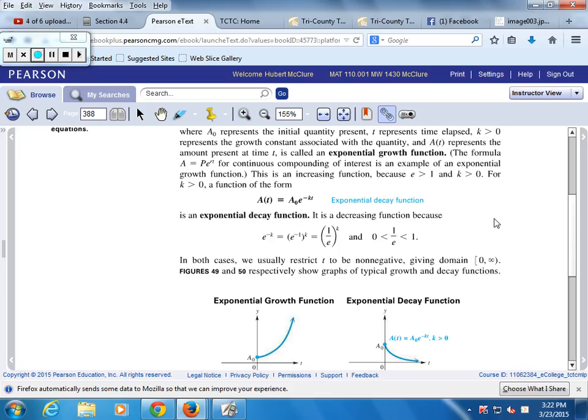Business majors, you're going to see exponential growth, because a business major wants to be able to figure out when something's going to die out or when it's going to speed up. You know, the stock exchange, all that kind of stuff.